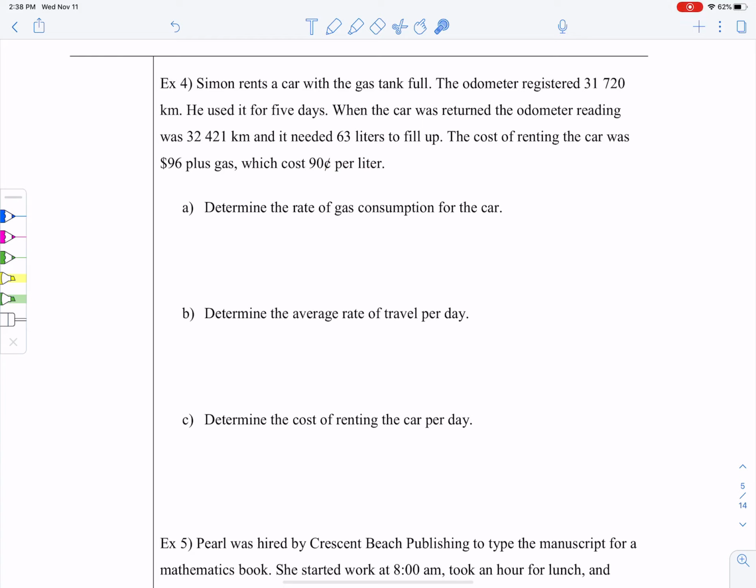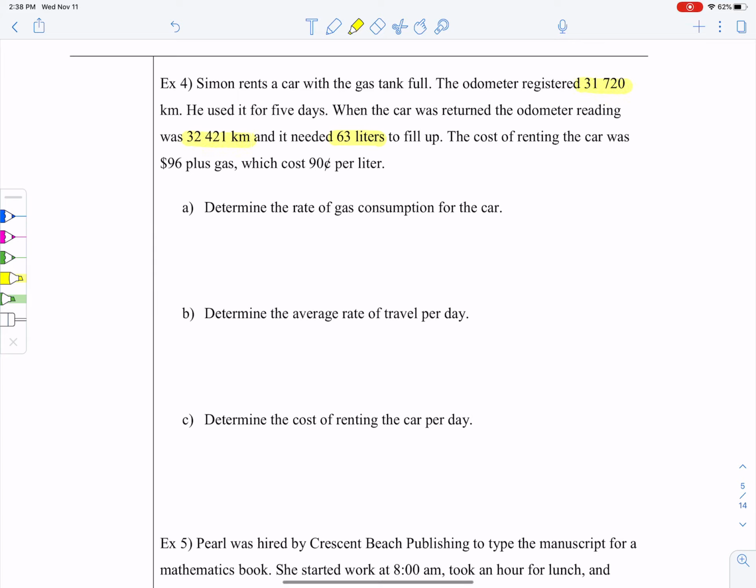Okay, so that's a lot of information. So now we have to answer each of these questions. We don't need all this information for every question. It says, determine the rate of gas consumption for the car. So here they want to know gas consumption. We know that it was 63 liters. That's how much gas it used. And now we need to know how far it went.